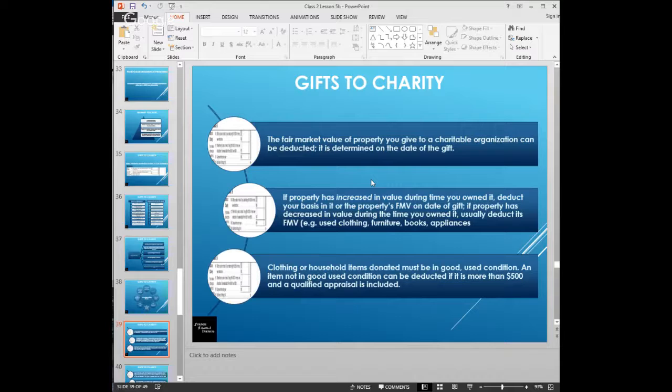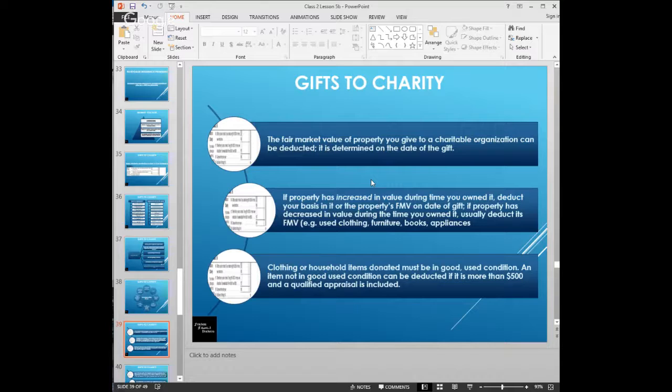Let's say that you owned land and you bought this land for $10,000, and now that land is valued at $20,000, and you want to give that land to your church for a campground or something. You would only be able to deduct your basis in it because you only paid $10,000 for it. So that's what that is trying to explain.